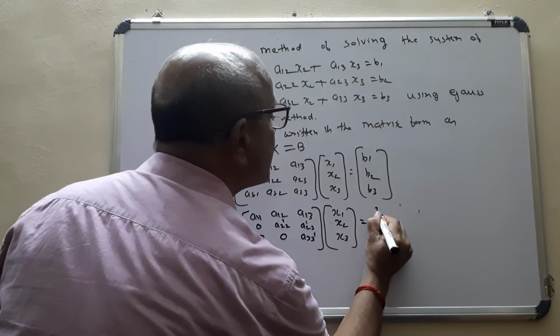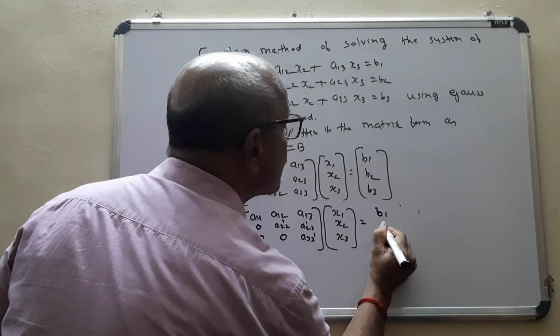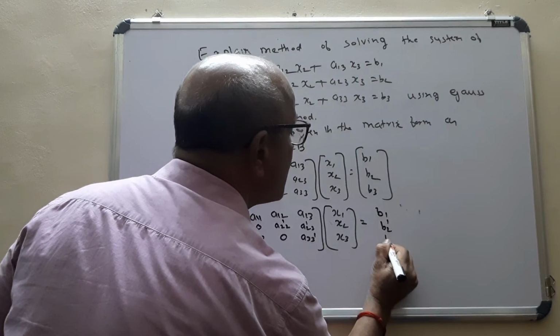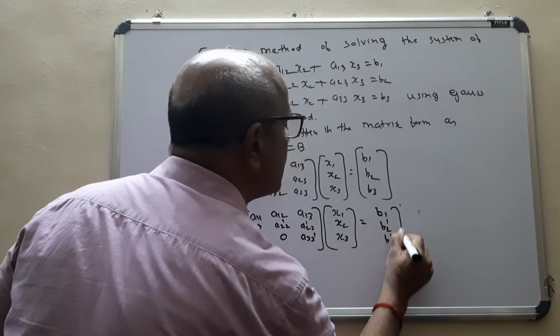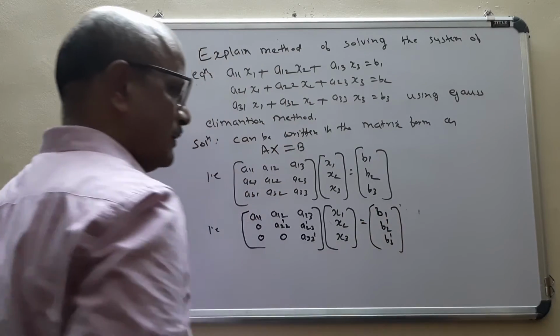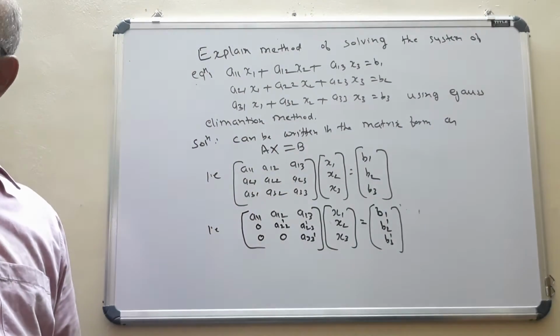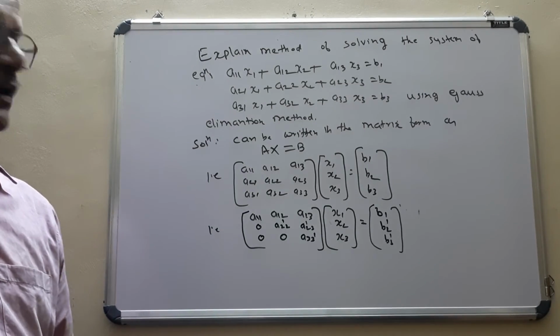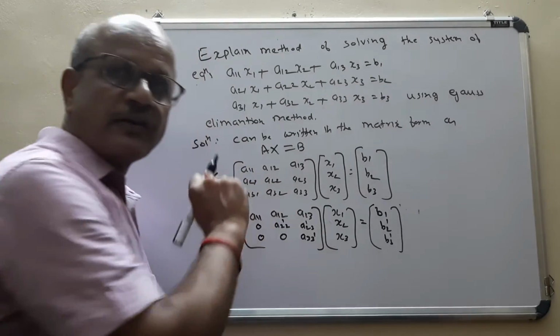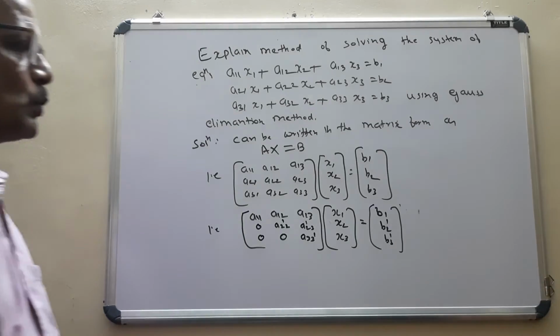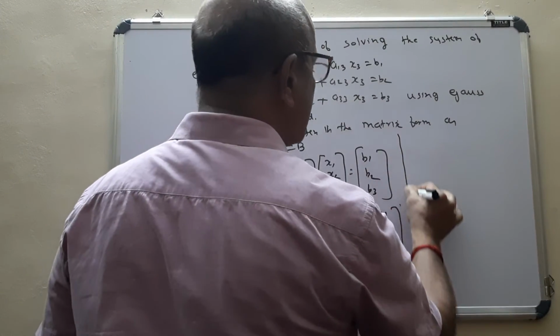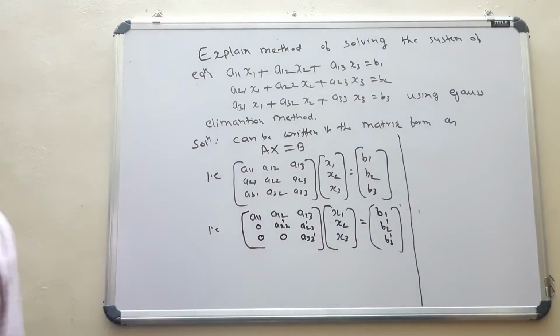This is as it is, and there is a change in the right hand side. This remains as B1 only, B2 dash, B3 dash. I think you are well aware of this method because you have studied this in BSc first semester. So now this is in the upper triangular form. Now you have to make use of the backward substitution method.